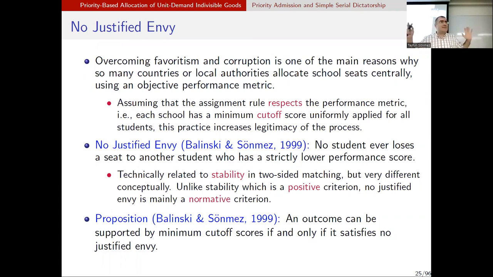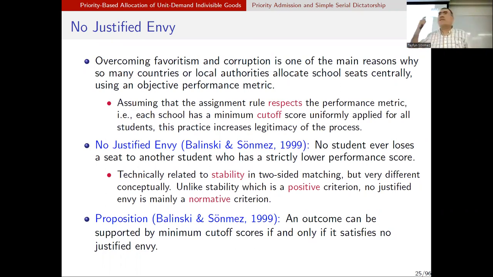My mindset is very axiomatic. Now, this condition, which I called fairness in Balinski-Sönmez, and then elimination of justified envy in Abdulkadiroğlu-Sönmez, I think now we are kind of settling to no justified envy. Basically, it says no student should ever lose a seat to another student who has a lower performance score, right? Why? Because otherwise, what's the point of having that metric evaluation?